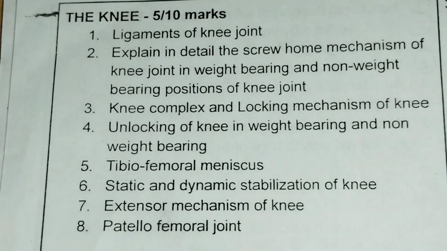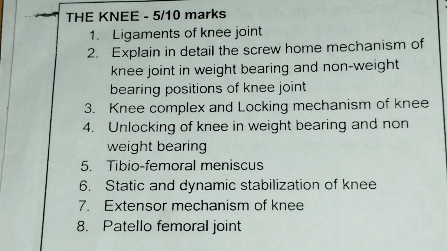Now, let's start with the next chapter, that is the knee complex. In this, the important 5 or 10 mark questions are: the first one, ligaments of knee joint. Second one, explain in detail the screw home mechanism of knee joint in weight bearing and non-weight bearing positions of knee joint. Third one, knee complex and locking mechanism of knee. Fourth one, unlocking of knee in weight bearing and non-weight bearing. Fifth one, tibiofemoral meniscus. Sixth one, static and dynamic stabilization of knee.